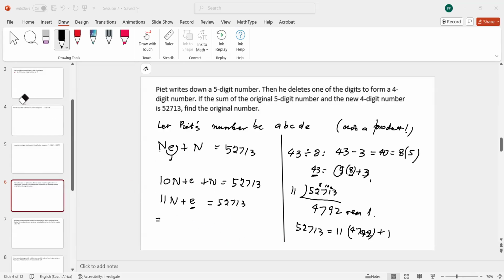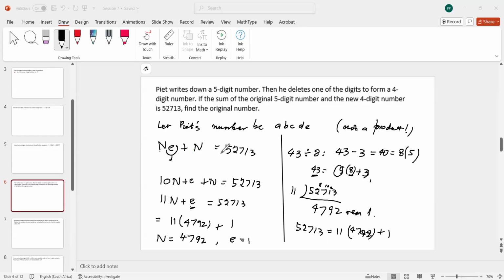When I divide it by 11, it's 11 times 4792. I just divided this number by 11 and I got the remainder 1. Right. So now you can see what n is. Therefore, n is 4792. And E is 1.